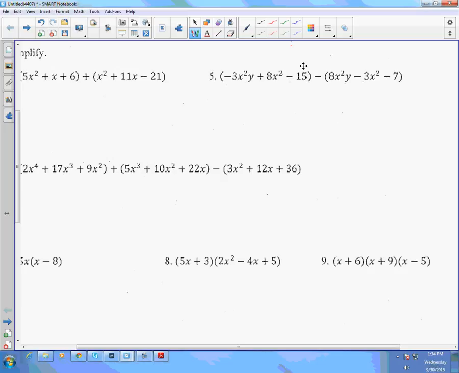So let's do this together. Number 5. We're subtracting not just the 8x squared y, but all three of them. We do have a negative 1 multiplying through. So underneath, you need to write negative x squared y, change all the signs. If we subtract the negative, it makes a positive. Same thing as a negative 1 times a negative 3x squared. It's going to be a positive 3x squared. And subtract a negative 7 is a positive 7.